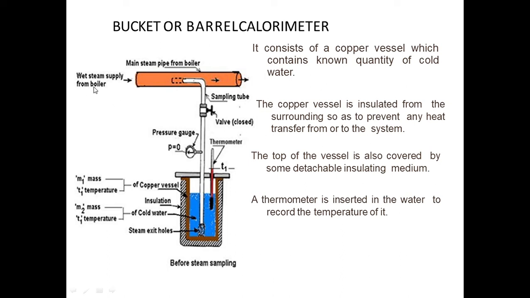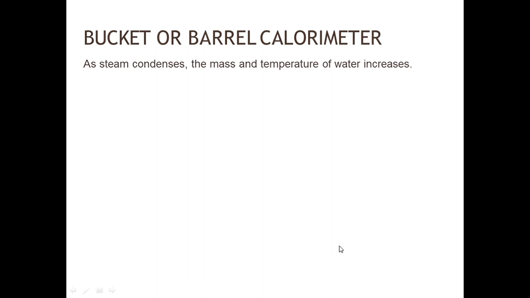Whatever steam is coming from the boiler, you will mix with this water. When you mix the steam with this water, that steam gets condensed. That steam becomes water, and that gets cooled. So mixing of steam takes place in this case. Now in this case, what is going to happen? The steam condenses and the mass and temperature of water increases.